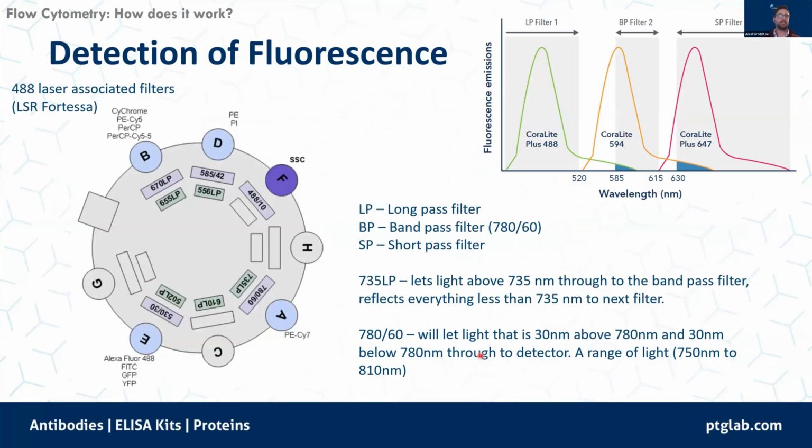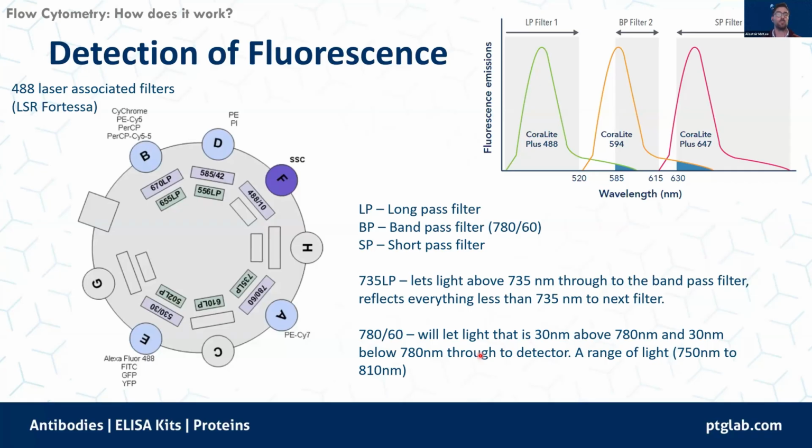But what's actually happening inside our cytometer once we've caused this emission of light from our cells? We've got an example here of a detection system set up, an LSR 4 TESA conventional flow cytometer, associated with a 488 laser. On the right, you'll see that we have three different types of filters. We have a long pass filter. Long pass filters allow light above a certain wavelength through that filter and onto any band pass filters behind that, which we'll get onto in a sec.